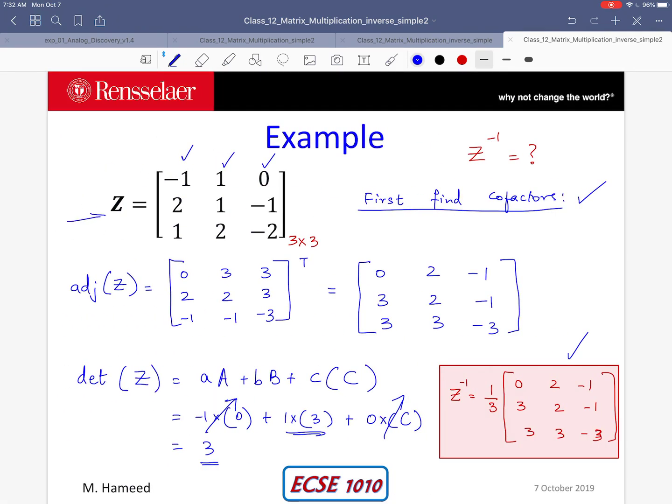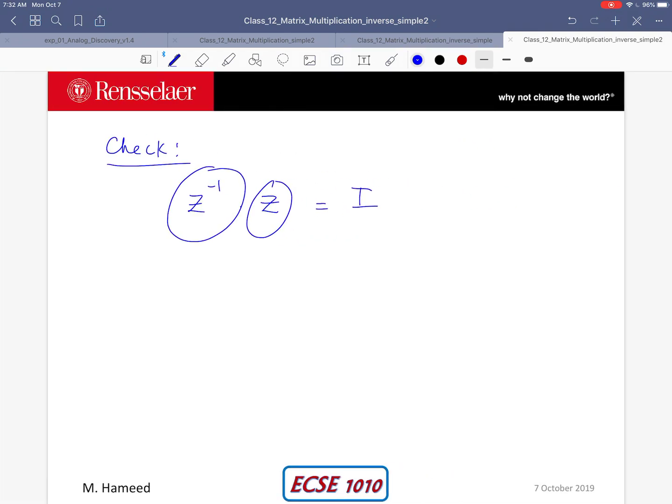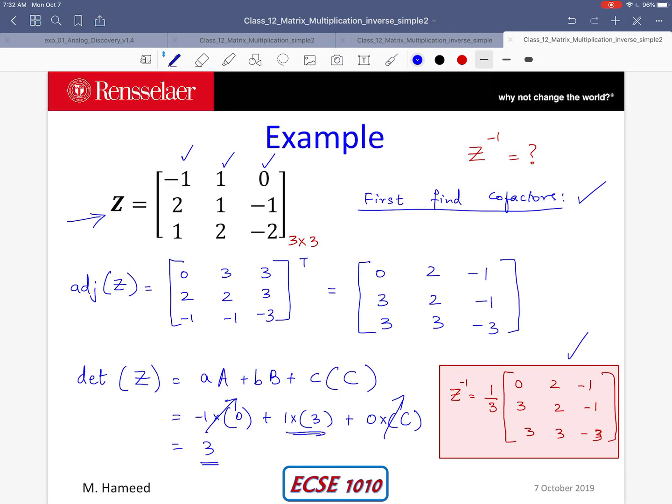So you could use MATLAB or hand calculations of matrix multiplication to take Z inverse, which we have done over here, and take the original matrix Z, which we are essentially given, and the 3 by 3 matrix multiplication video should walk you through how to multiply two matrices. If the result comes out to be an identity matrix of size 3 by 3, then we know that we have done all the mathematical calculations correctly. All right, I hope this was helpful.